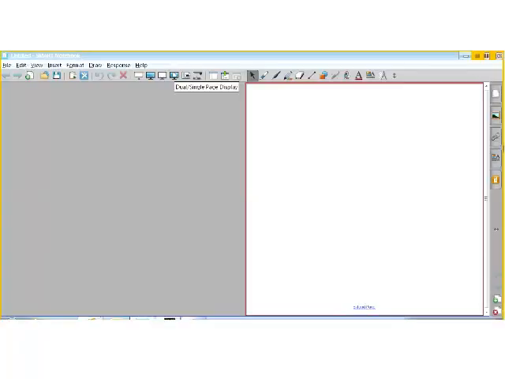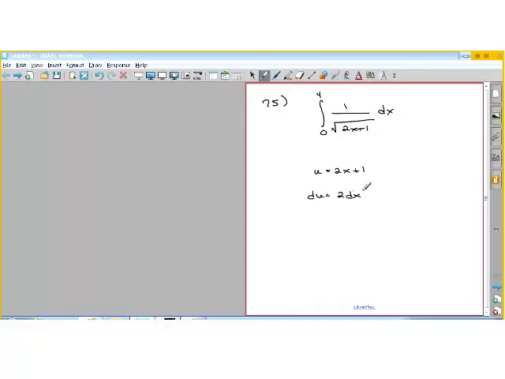This is number 75. So we have the integral from 0 to 4 of 1 divided by the square root of 2x plus 1 dx. So u is going to be what's in the radical sign, so we get 2x plus 1. So du is just 2, the derivative of that expression, multiplied by dx. What we have in the original expression is dx, so let's solve for dx. dx is du divided by 2.